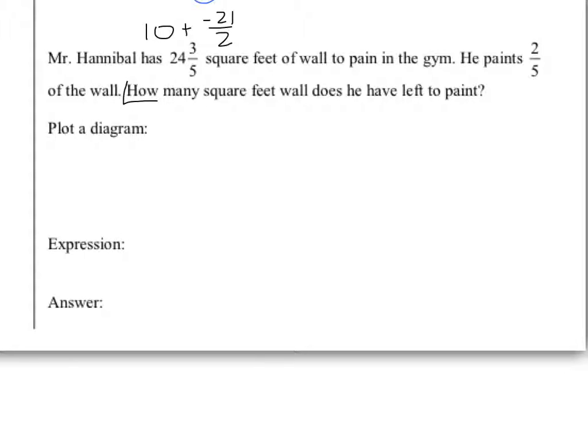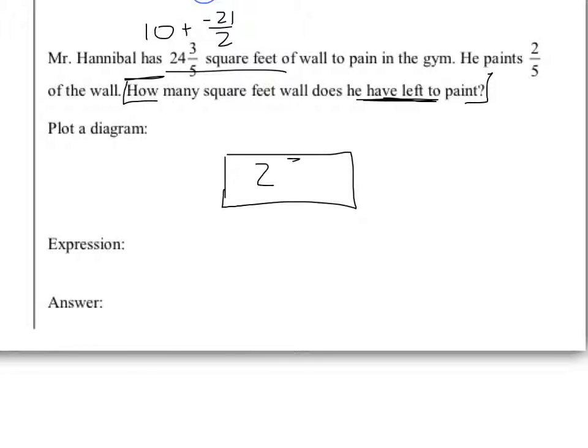We're looking for how many square feet does he have left to paint. So the first thing is here, we should notice it's asking how much he has left to paint, not how much he's already painted. That's really important to notice. The other thing is we're told that he has a total of 24 3/5 area. Okay, so we're looking at a box that has an area of 24 3/5.